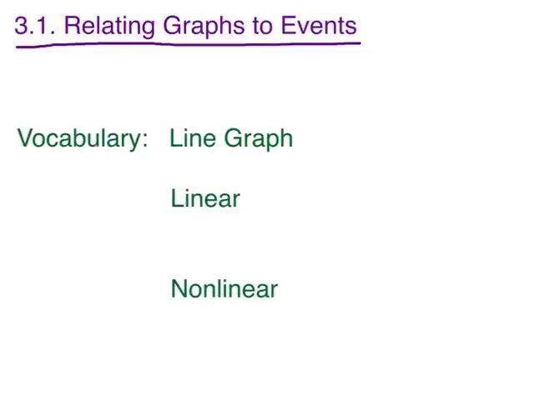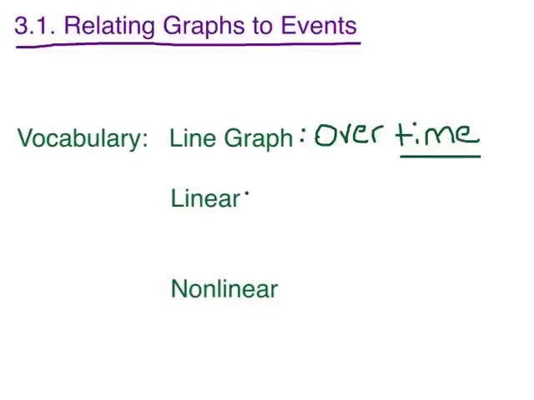The vocabulary words that we need to cover in this section are line graph, linear, and nonlinear. A line graph is anything that compares two things over time. So the time is what you want to remember. It's a comparison of two things over time. If you're comparing how many miles you drive in an hour, that is a comparison over time. Or how many math problems you do in a minute, or how many words you can type in a minute. Those are all comparisons over time.